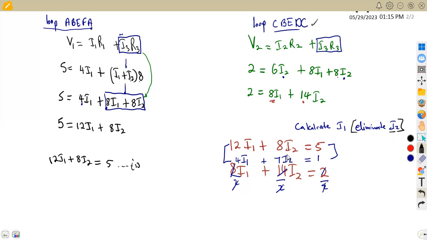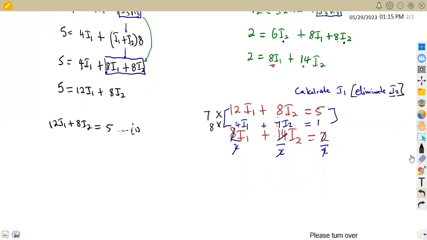To eliminate I2, you focus on the constant term, these two numbers here. You interchange them so that they will be the same, so that you can eliminate I2. So you multiply the top with 7, and down here we multiply with 8, so that you make these two the same. You just interchange these two numbers, okay?